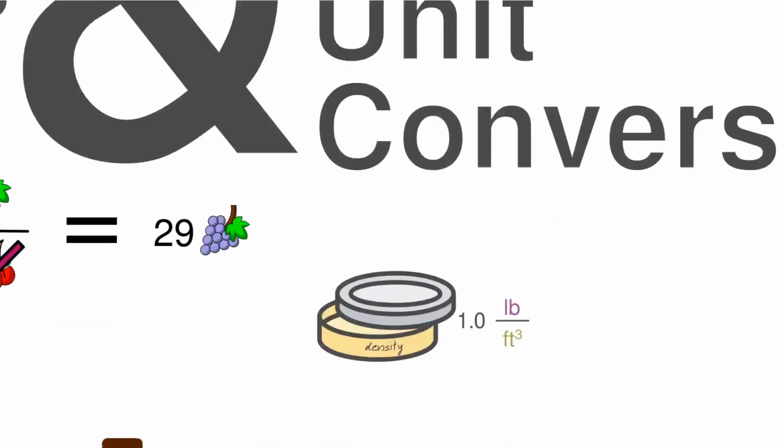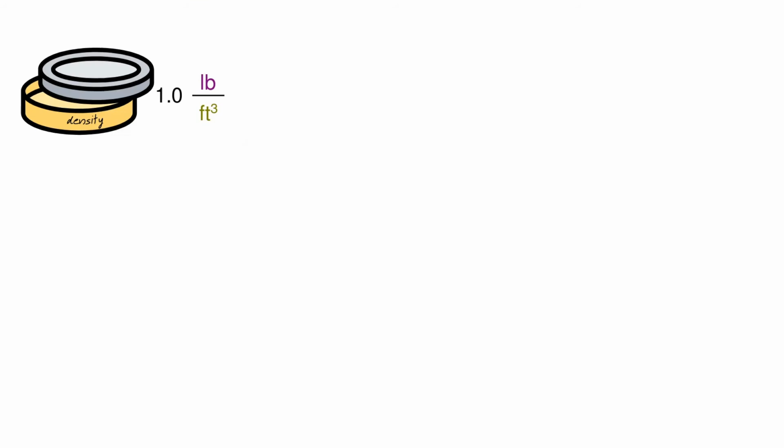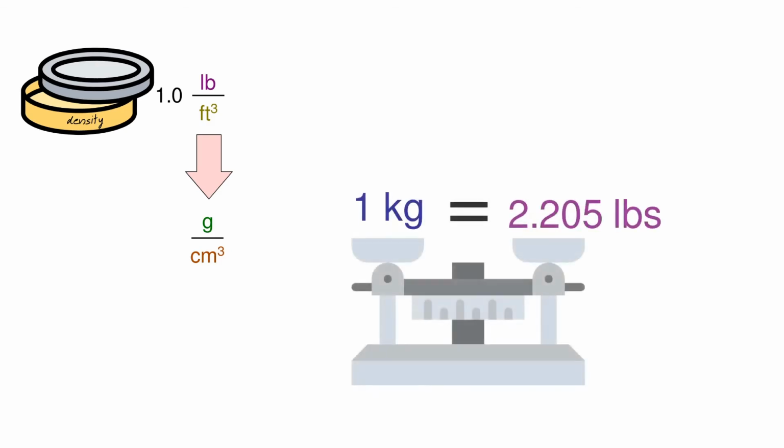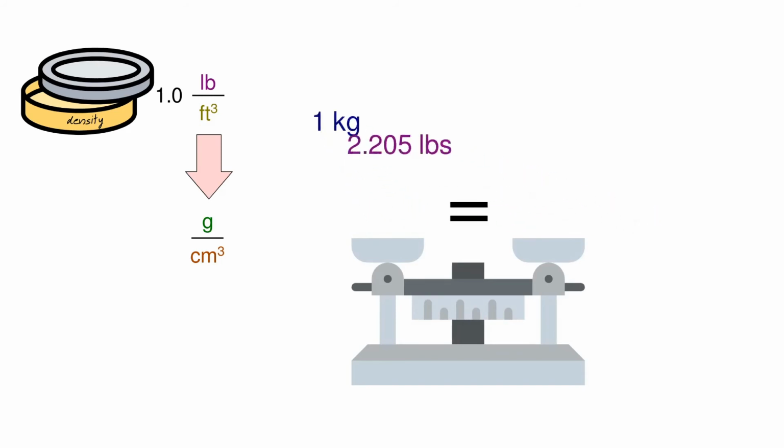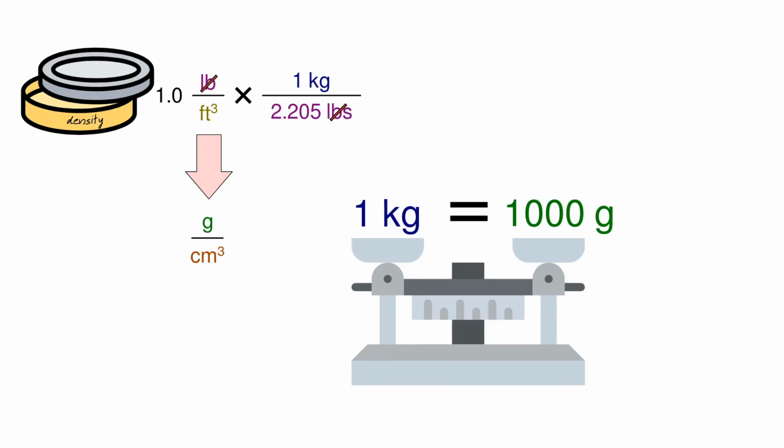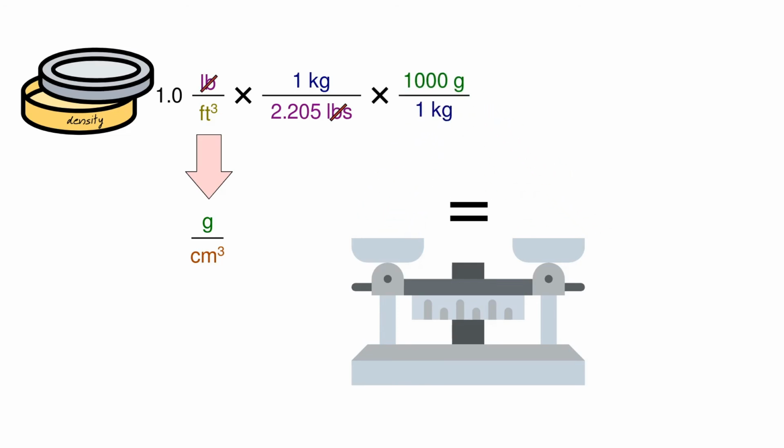Let's look at a more complex example. Let's say you found the density of some object to be 1 pound per cubic feet. However, you want to convert this to grams per cubic centimeters, which is more commonly used in chemistry. For a complex problem like this, let's deal with the units one at a time. First, we'll deal with the mass unit, pound, and try to convert that to grams. We know that 1 kilogram is 2.205 pounds. So we can use this information to convert pounds to kilograms. And we should know that 1 kilogram is 1,000 grams, which we can use to convert the mass to grams.